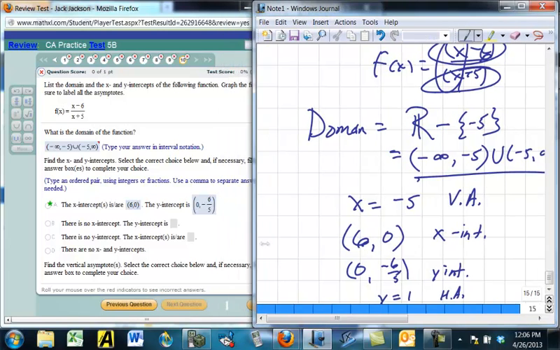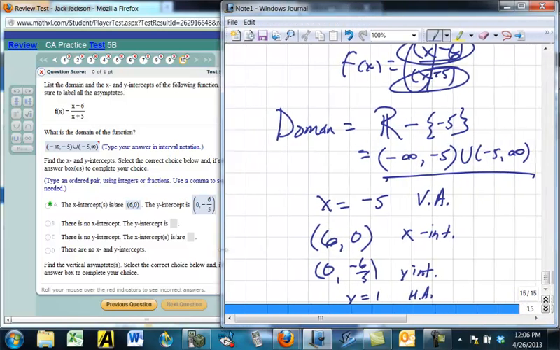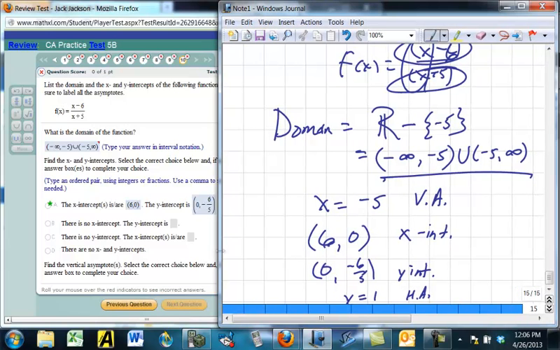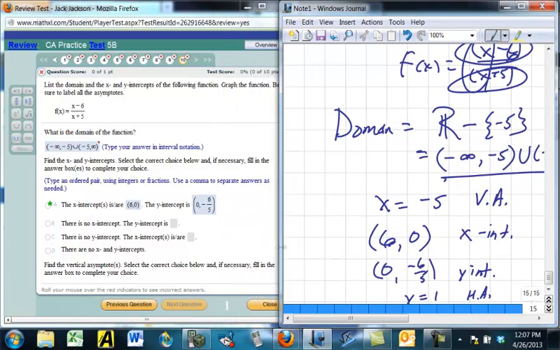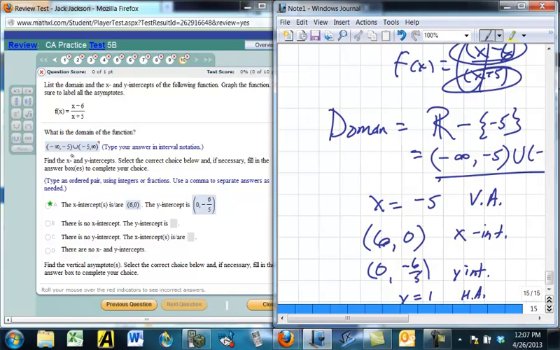So let's see if we can work it out here. So the domain is there. The x-intercept is 6, 0. The y-intercept is 0, -6/5. Okay.